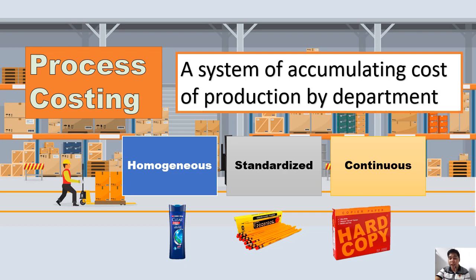So, ibig sabihin hindi po yan nag-i-stop. So, every day meron pong production. So, every week, then every month, hanggang every year. So, continuous siya until such time na matitigil na yung production ng specific product na to. So, kapag ang isang manufacturing firm ay nag-fall under that category, ganyan yung process. So, dapat ang gagamitin po nating costing method will be process costing.